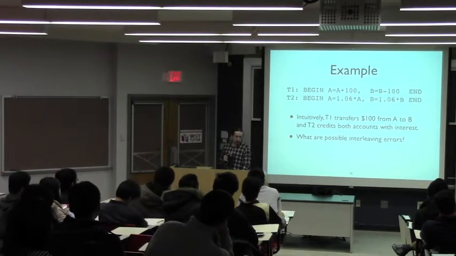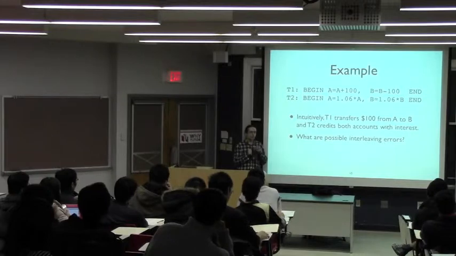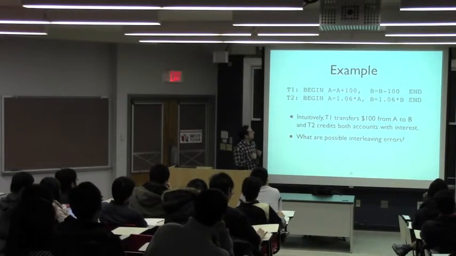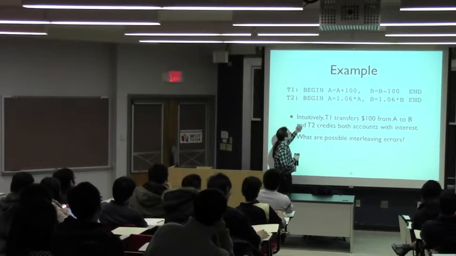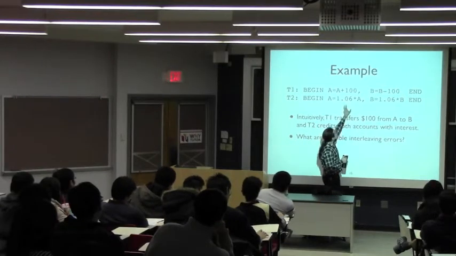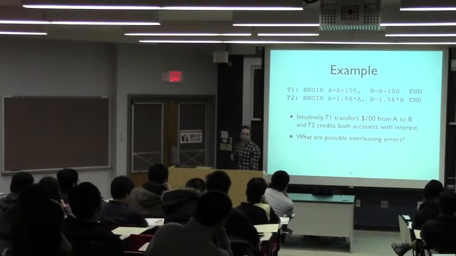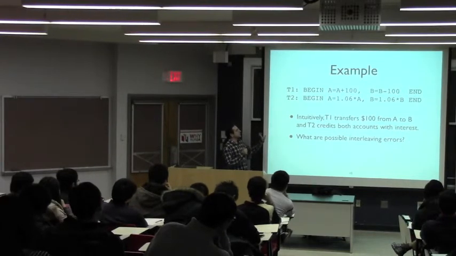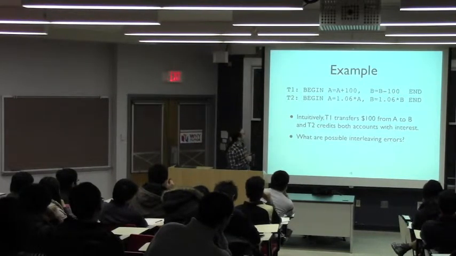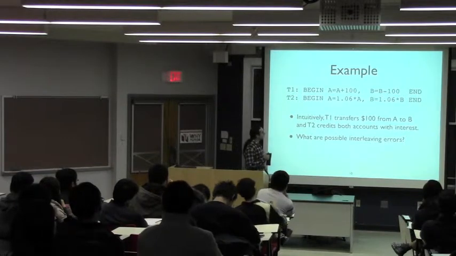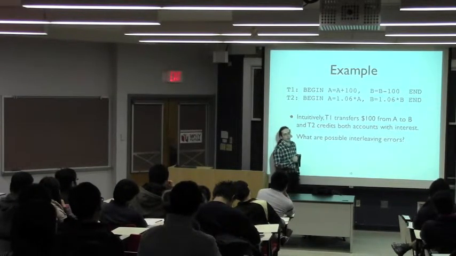So what could go wrong? Let's say we didn't have any sort of transactions around this. Let's say we just had these individual instructions. So if we were to just execute those instructions in any order we wanted, what could potentially go wrong?